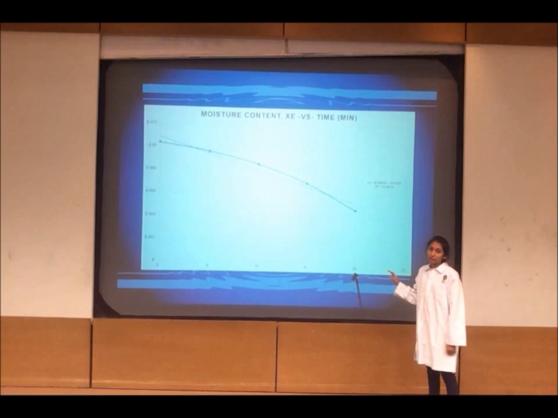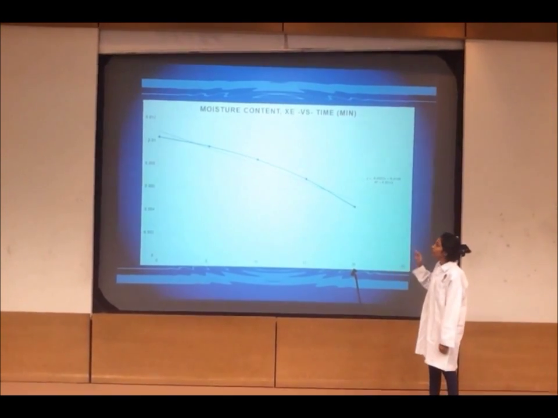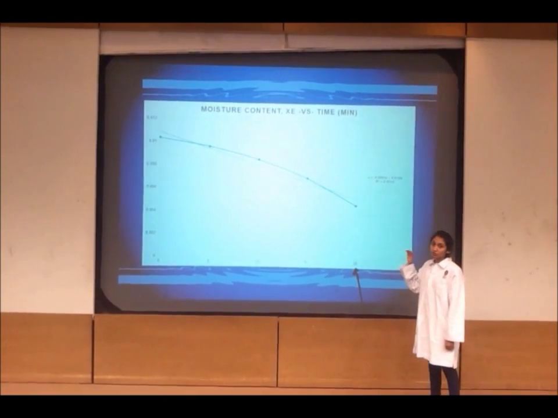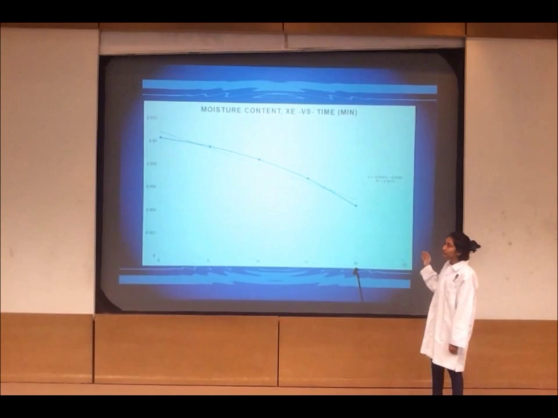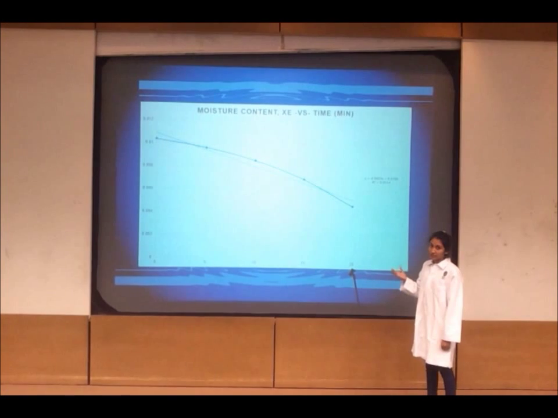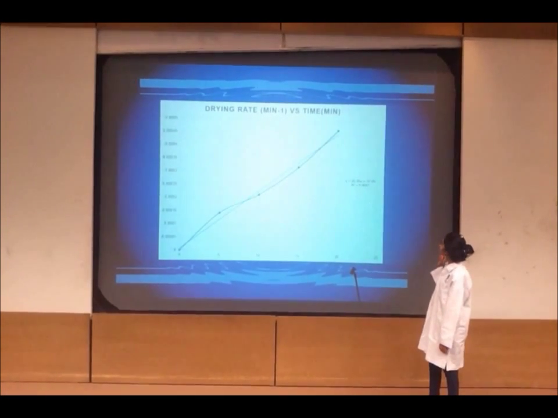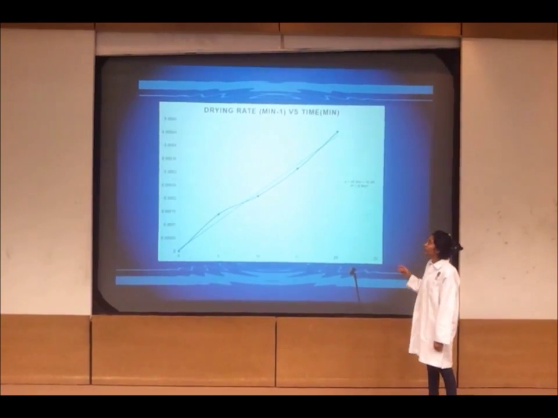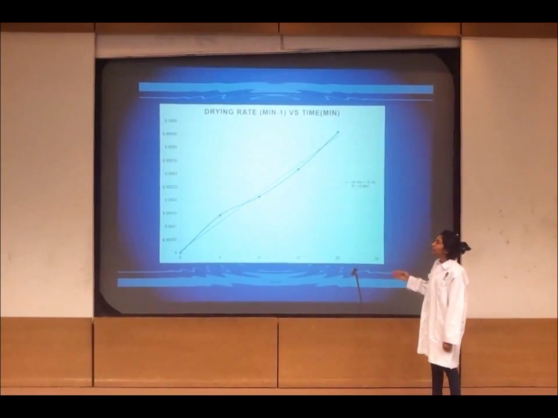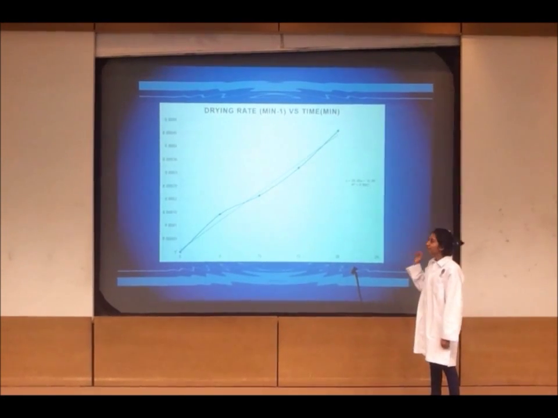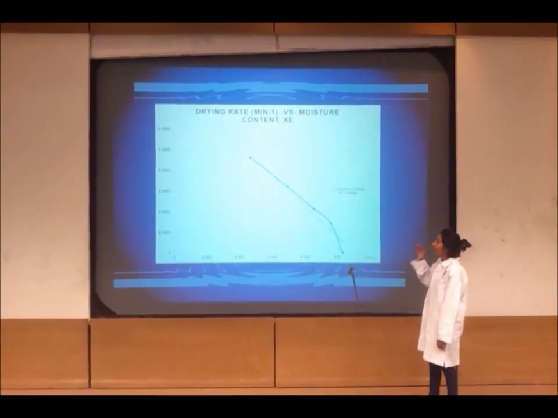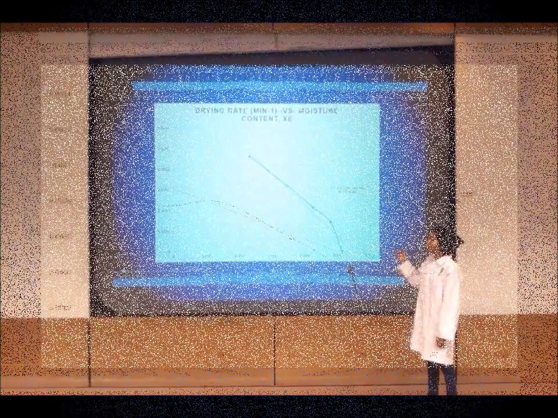This is for experiment part B, the effect of air velocity. You can see here the graph is plotted of moisture content versus time. Same goes for experiment A. As the time increases, the moisture content decreases because the moisture is being removed from the sand. This is the graph for drying rate versus time. It's the same effect as experiment A. As the time increases, the drying rate increases. This graph shows the drying rate versus moisture content. As the drying rate increases, the moisture content decreases.